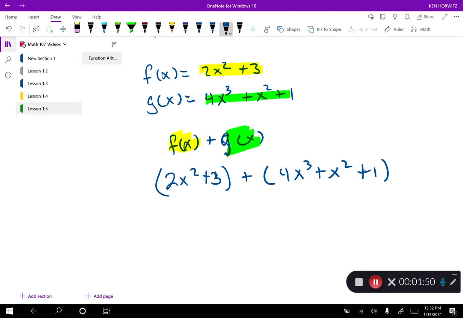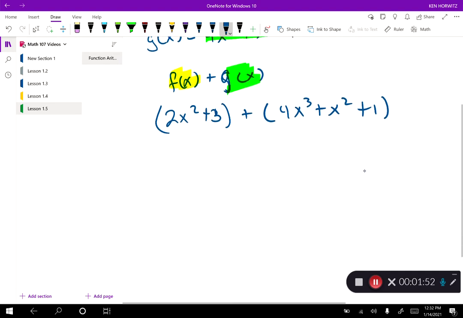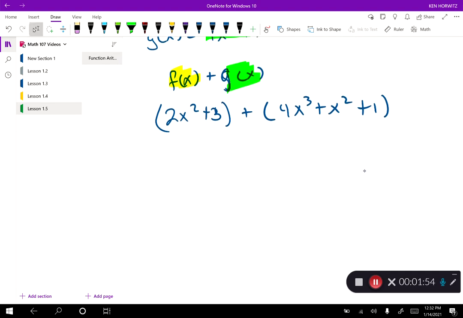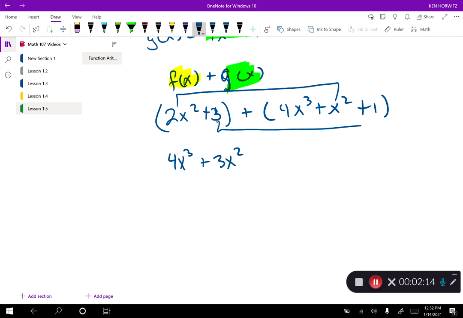The parentheses don't necessarily affect anything in addition, but they do in subtraction. So getting the habit of putting in these parentheses could really be helpful. Now it's just a matter of matching up your like terms. I just have a plain old 4x cubed. I have 2x squared plus x squared, which is 3x squared. Plus 3 plus 1 is plus 4.